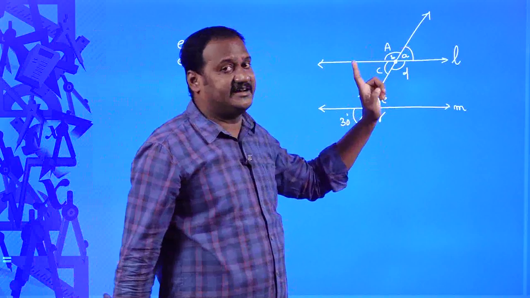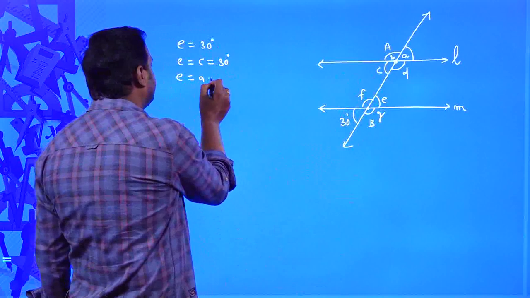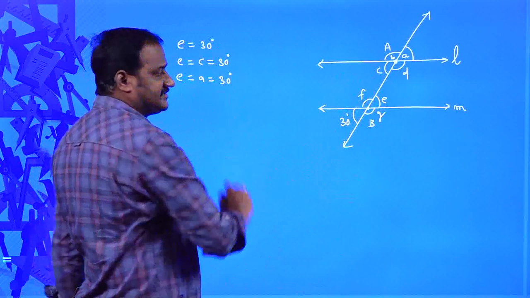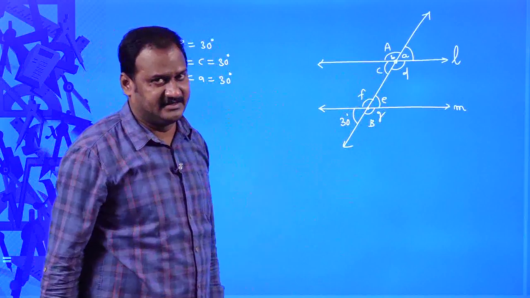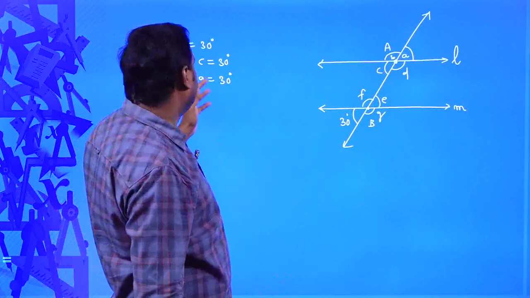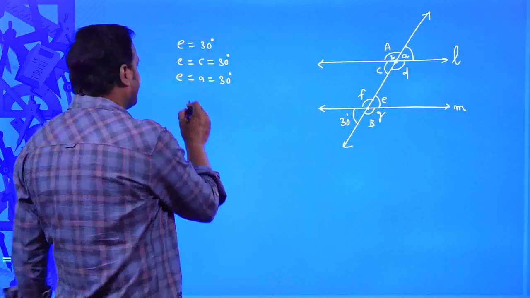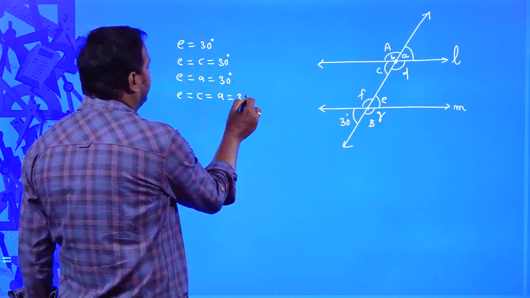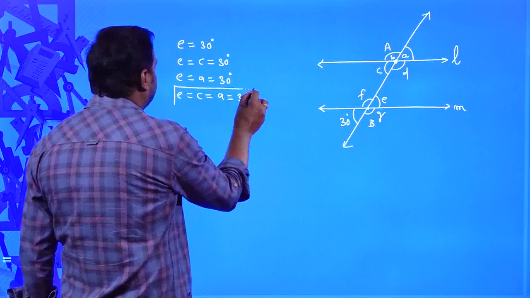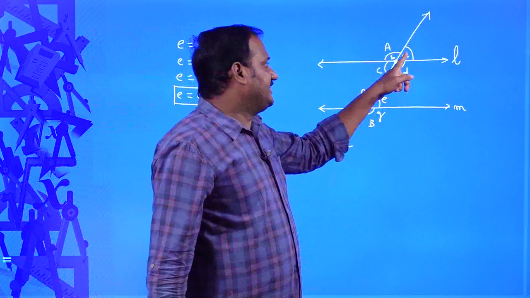E is equal to C, but E is equal to A also, right? Because E and A are corresponding angles. So, E is equal to A, which is also equal to 30 degrees. See, without performing any calculations, we are getting all the angles. Got it? Okay, fine. So, E is equal to C is equal to A is equal to 30 degrees. Fine. After that, what next? A is equal to 30.